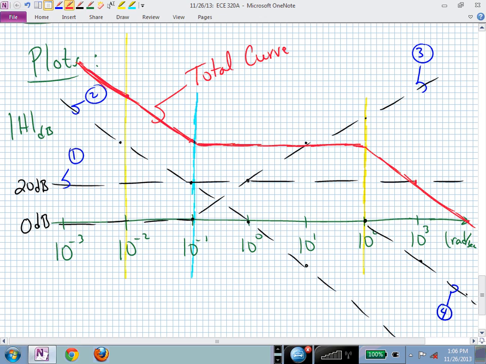That's why I'm not sloping between, and I could ask this on the final. I could say, where is the magnitude plot flat in slope? Or where does the magnitude plot have a 0 dB per decade slope? Between what frequencies? And you would say 10 to the minus 1 or 0.1 up to 100.